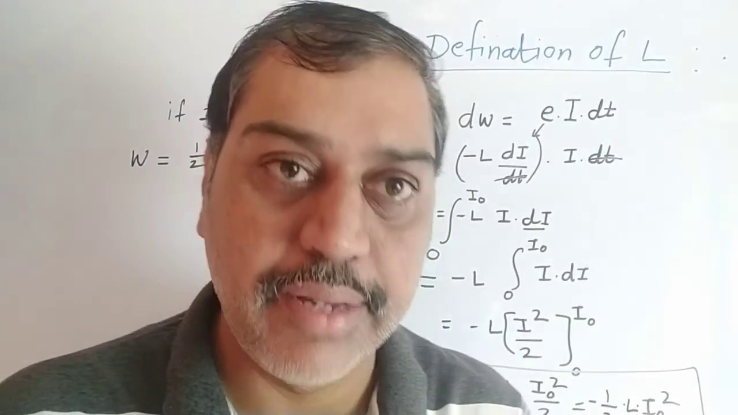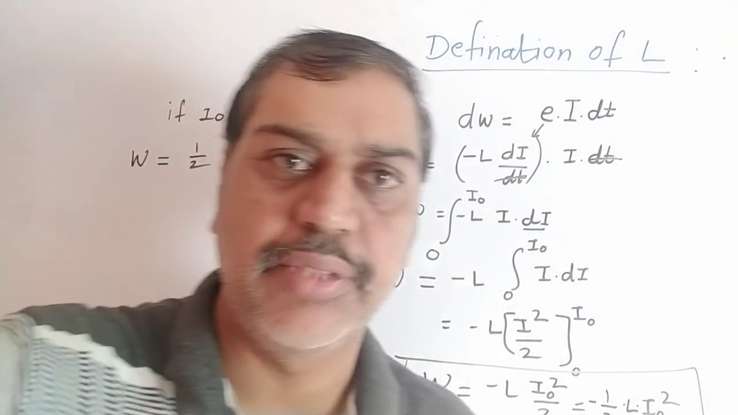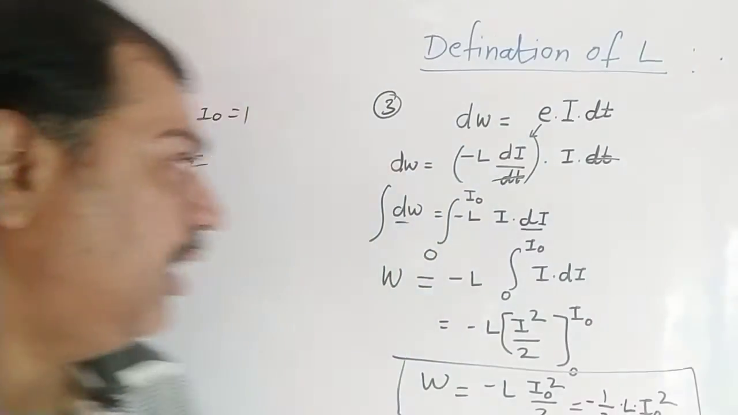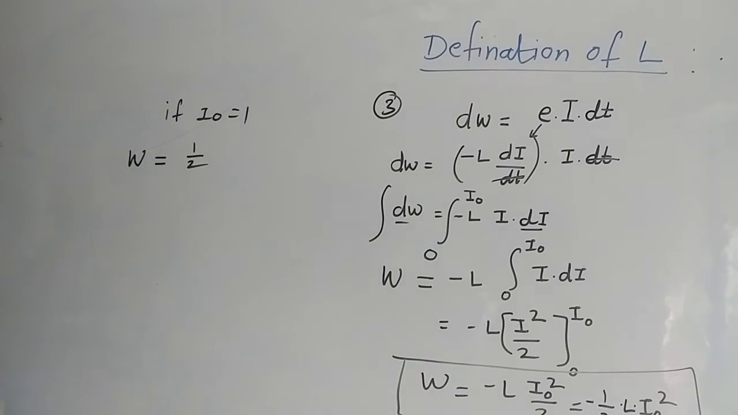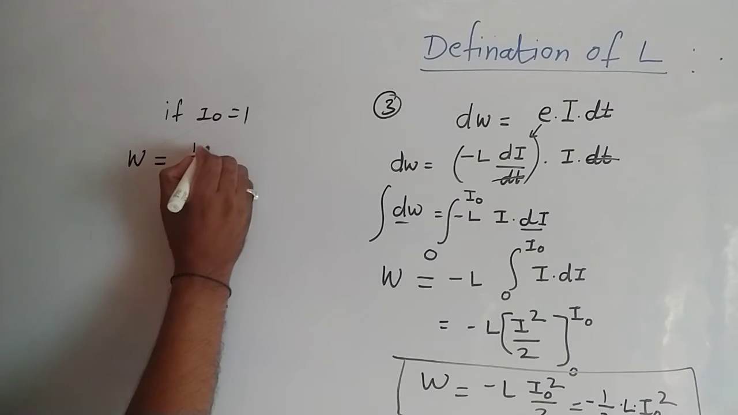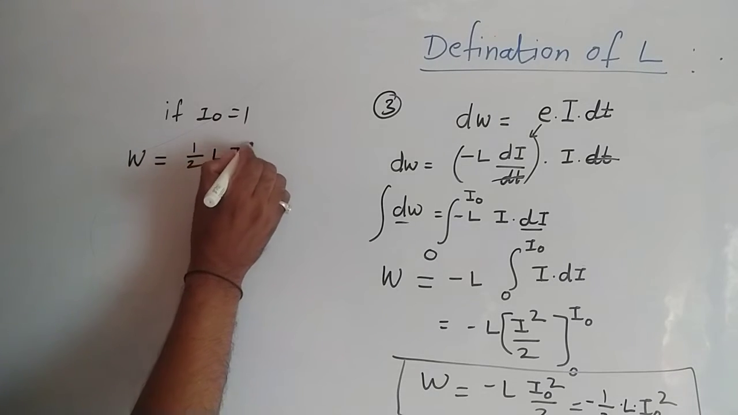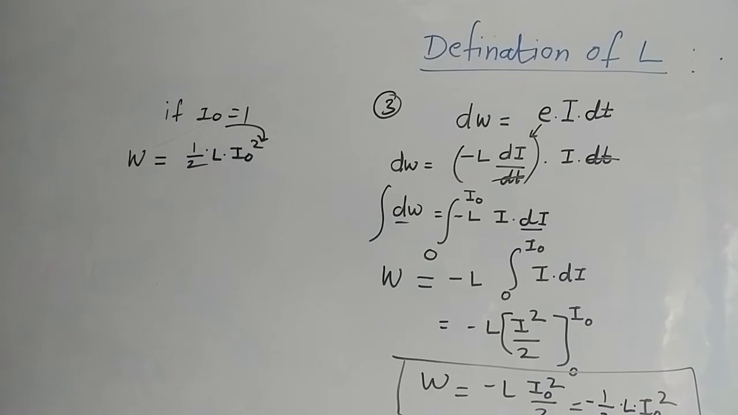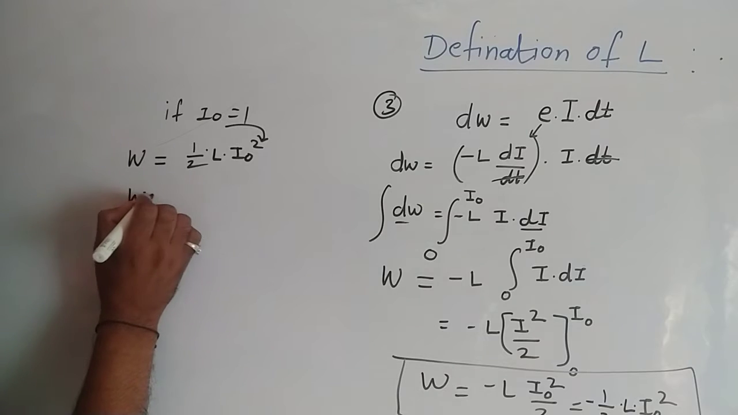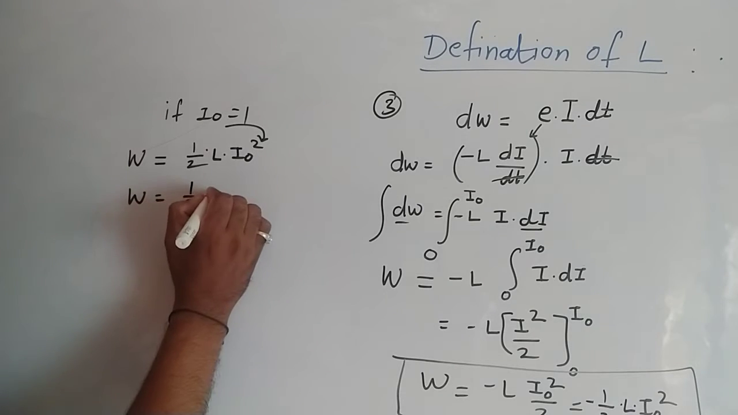Now, continuing from the last video: if in this equation I0 equals 1, what do we get? W equals 1 by 2 L into I0 square is the equation. If you put I0 equal to 1, I0 square again comes to be 1. What we get is W equal to 1 by 2 L.